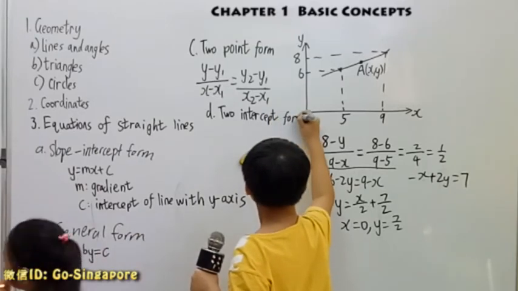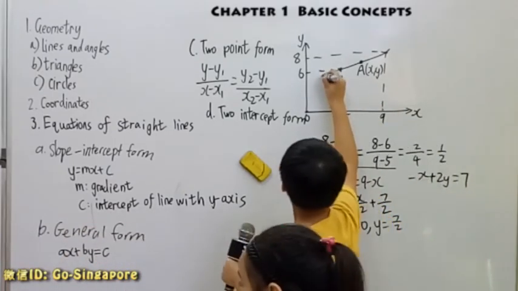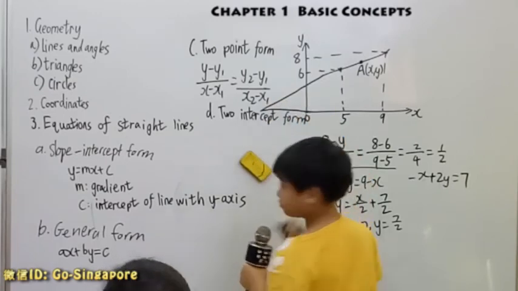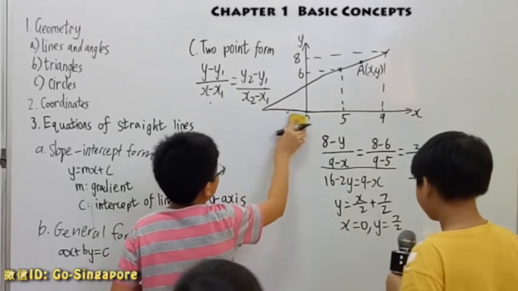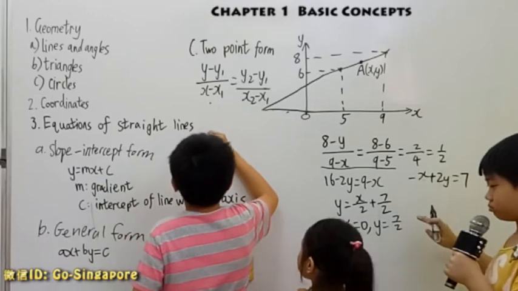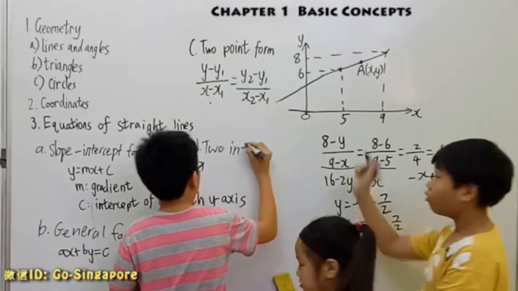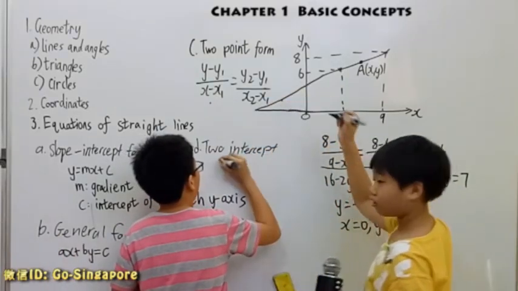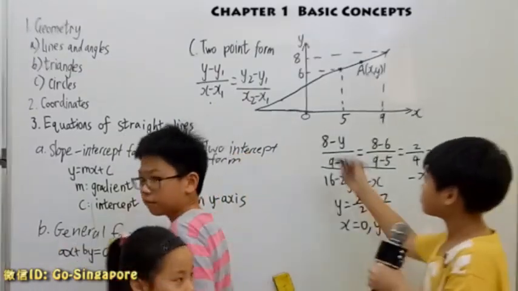Two-intercept form. As it says, we have two intersections, right? Okay, so for this part, you see x over 2 plus, I'm not too plus this one. So like this, is it right?